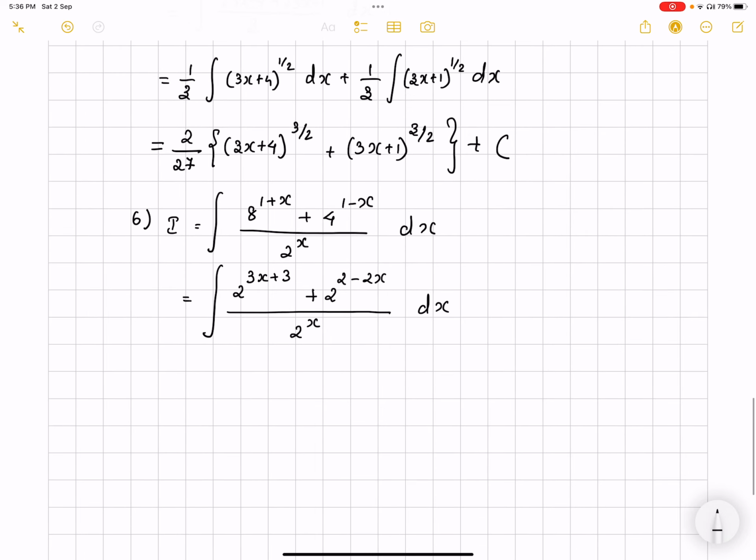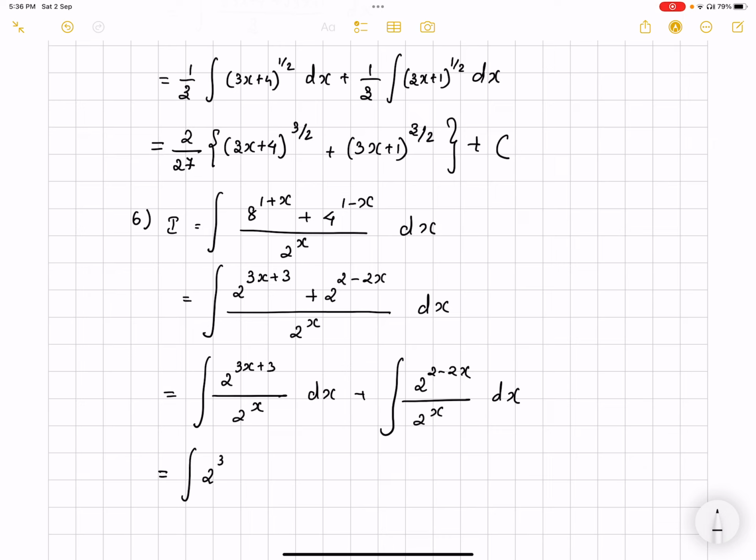Now after this, what would I be doing? I would be splitting them. I would be writing it as 2 to the power 3x plus 3 divided by 2 to the power x dx, and then plus 2 to the power 2 minus 2x divided by 2 to the power x dx. Now when the base is the same and when it is getting divided, I would be going ahead with subtraction of the powers. What I meant is a to the power m divided by a to the power n is going to be a to the power m minus n. That's how it would happen.